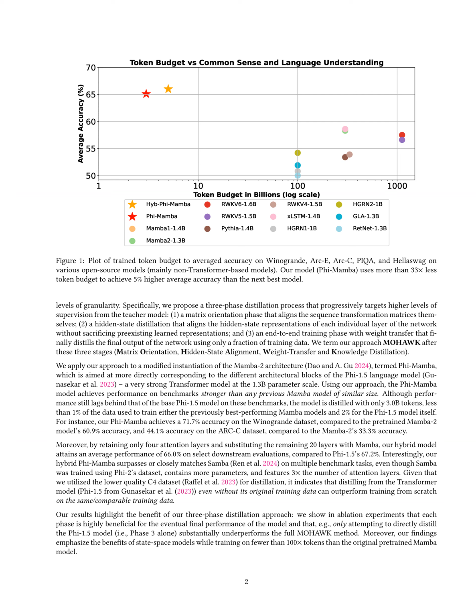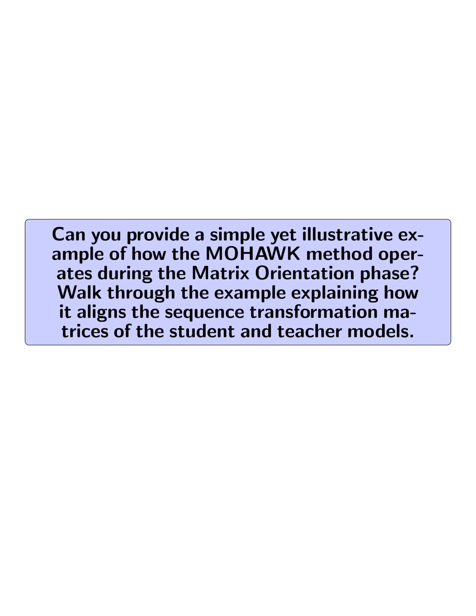Can you provide a simple yet illustrative example of how the MOHAWK method operates during the matrix orientation phase? Walk through the example, explaining how it aligns the sequence transformation matrices of the student and teacher models.